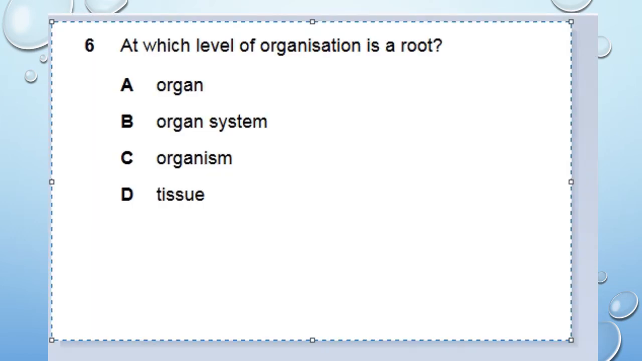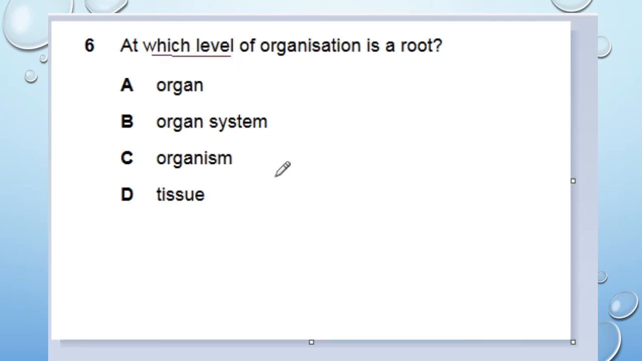So here is a question from last year's exam, which shows section 2.2, and it's a multiple choice question, and we see them very often. And they ask, at which level of organization is a root? And we're given the options organ, organ system, organism, and tissue. And again, very often in these kind of multiple choice questions, the easiest thing is to see which one of the answers will be wrong.